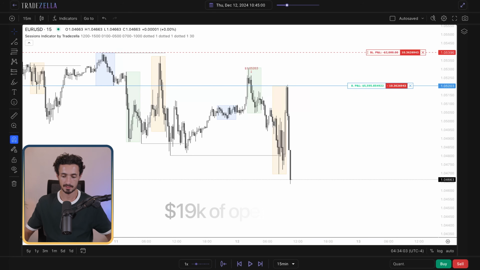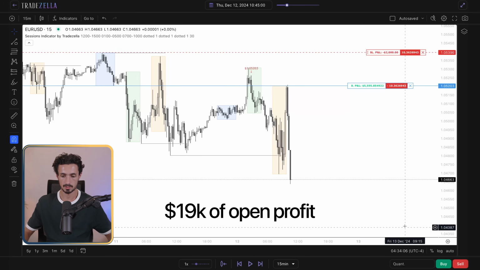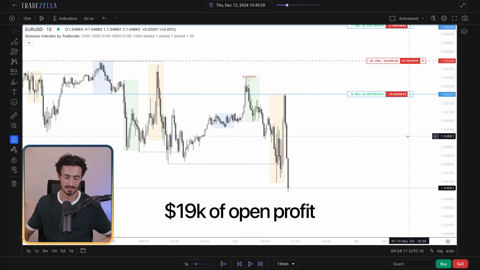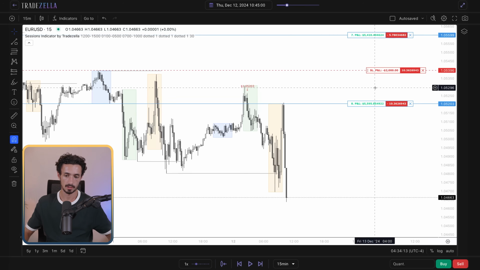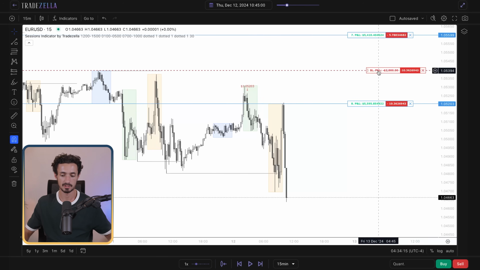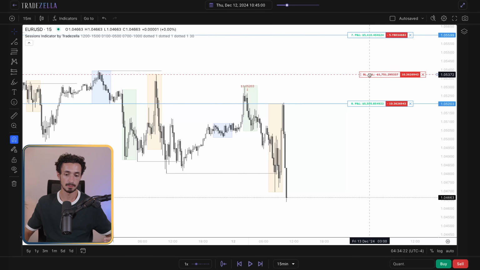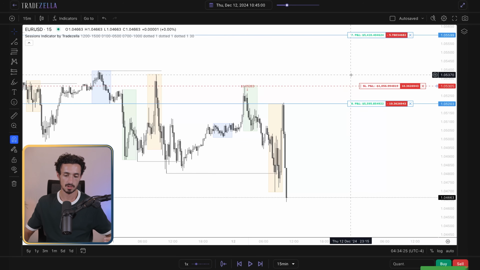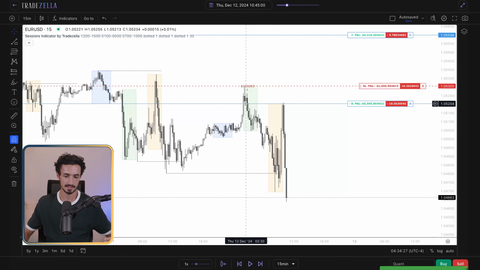We currently have $19,000 of open profit. What we can do now is move this stop loss. So we currently have $4,350 worth of risk on the table, and this $2,000 worth of risk here can be moved pretty much to break even. So the initial entry is in here.